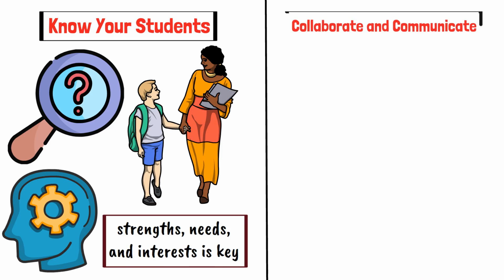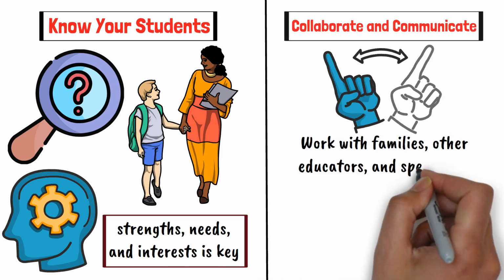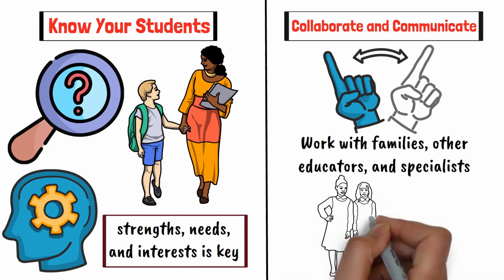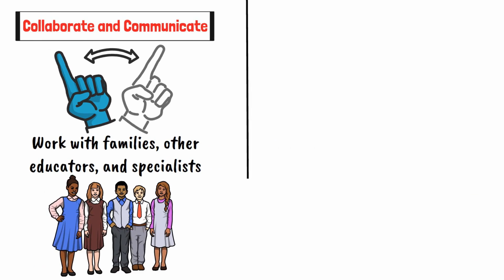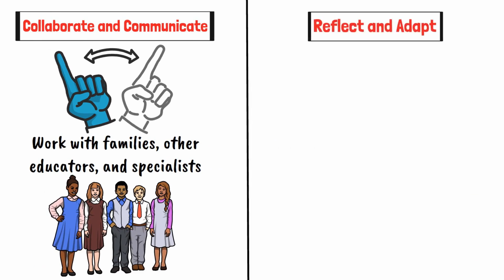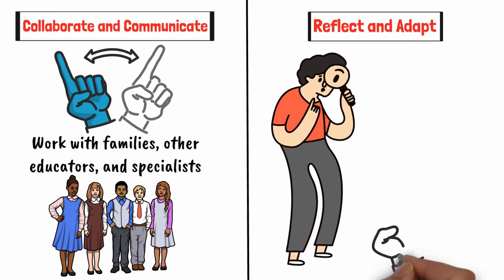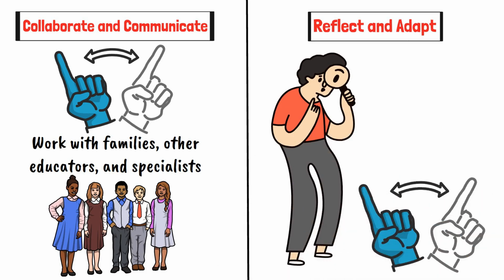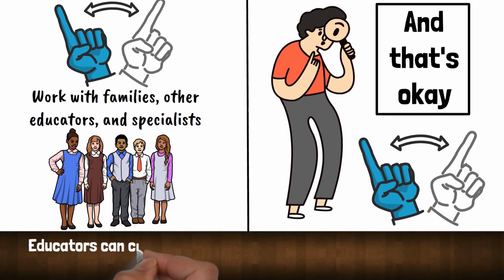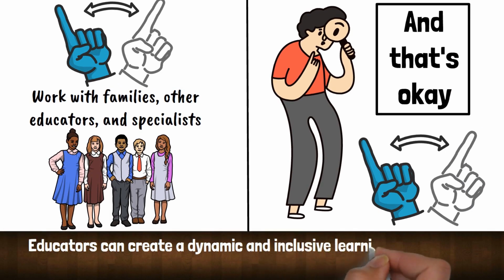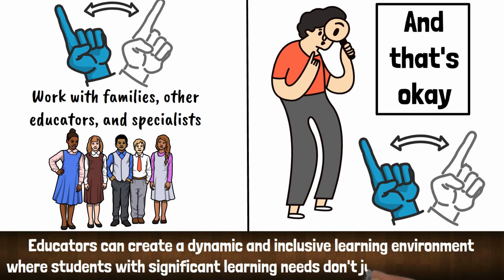Collaborate and communicate. Don't be an island. Work with families, other educators, and specialists. Think of it as forming a superhero team, each member bringing unique skills to the table. Reflect and adapt. Like a scientist, observe the effects of your teaching methods and be ready to adapt. What works today may not work tomorrow, and that's okay. Through these approaches, educators can create a dynamic and inclusive learning environment where students with significant learning needs don't just learn, but thrive.